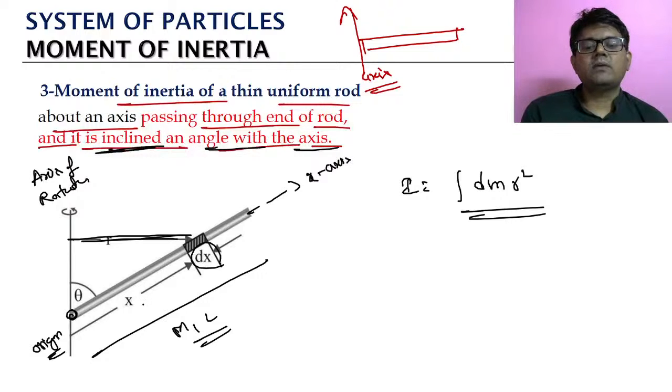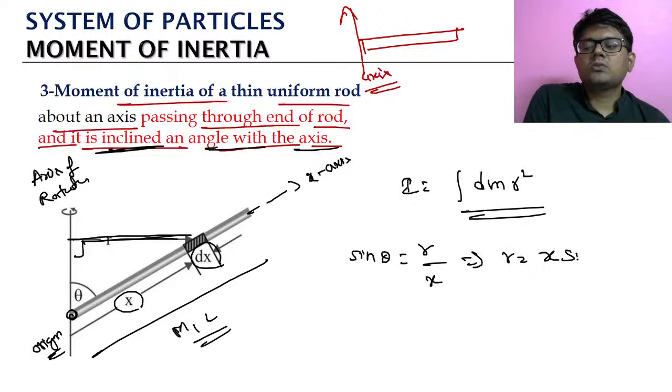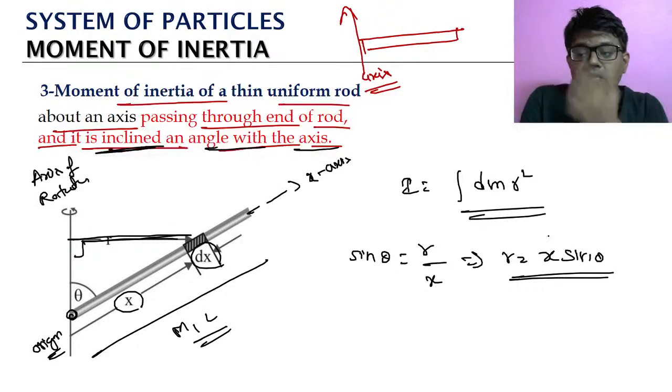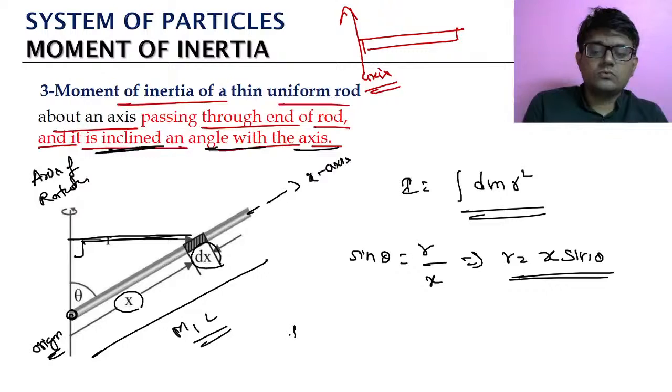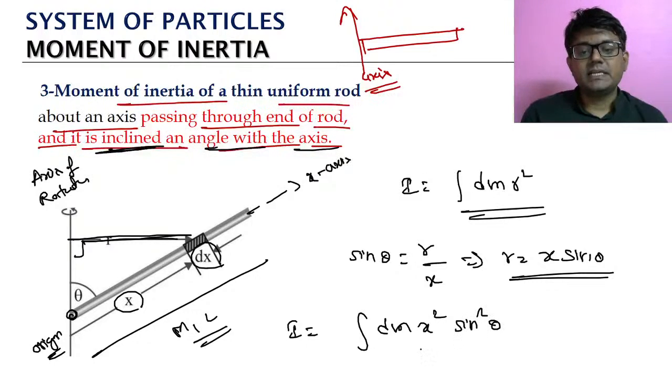Look, the position of the element is x. From this right angle triangle, what is the value of sin theta? Sin theta is opposite by hypotenuse, which means r is equal to x sin theta. The value of r is x sin theta. So in place of r, x sin theta will come. So I is equal to what? Integral dm into x square sin square theta. So in place of r, x square sin square theta comes.